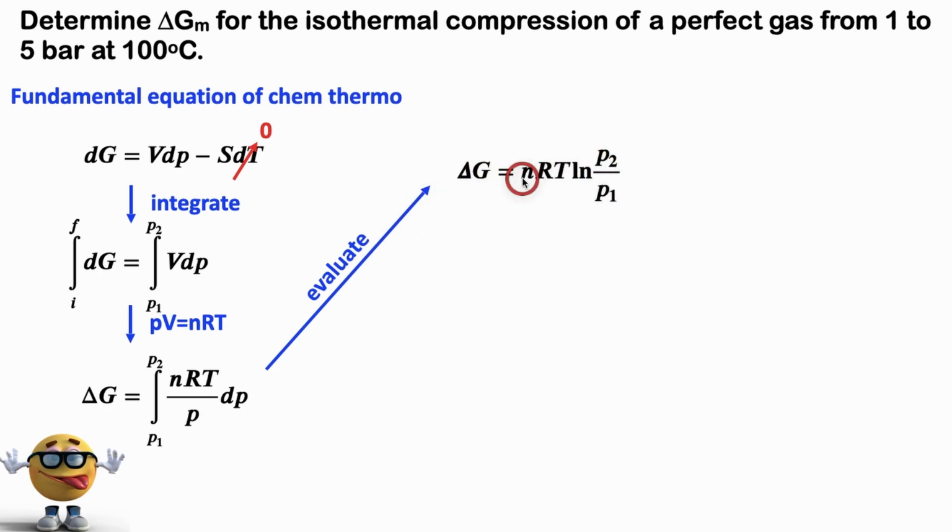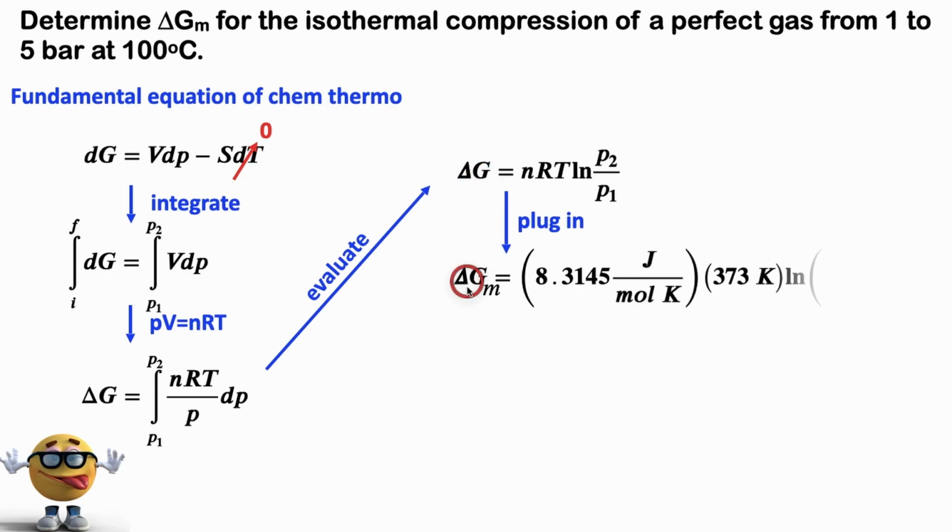And at this point, we can plug things in, although there's a very subtle notation point that I should make that's very important. This is delta G. So this is the absolute change in Gibbs energy. We want the change in molar Gibbs energy. So to do that, we need to divide this side by n, the number of moles. So if we do that and plug in our numbers, we get the change in molar Gibbs energy.